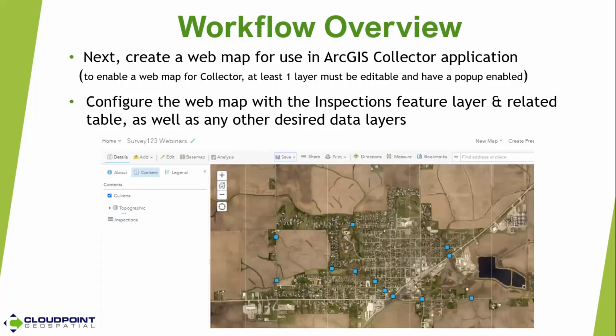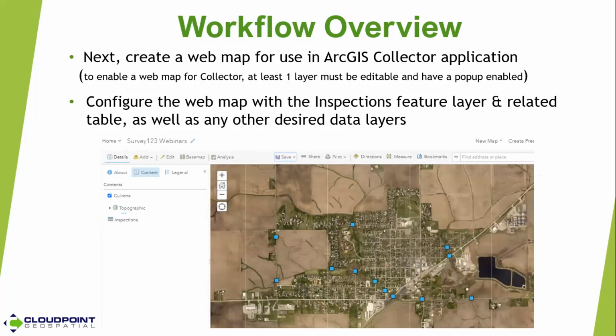Next, we're going to create a web map on ArcGIS Online that will eventually be used in ArcGIS Collector. To enable a web map for Collector, at a minimum, one layer must be editable and have pop-ups enabled. That's how Collector will be able to interact with the feature layers. It's going to look for what layers you select are editable and have pop-ups enabled. And the pop-ups are what ArcGIS Collector reads when it's looking at the data of a feature.